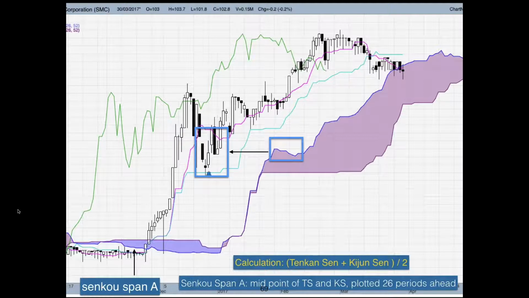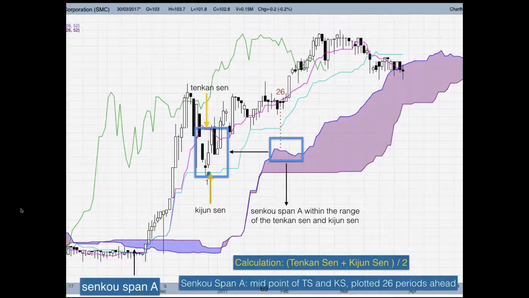In this chart, notice how the Senkou span A plotted 26 days ahead or 26 periods ahead is right inside the range defined by the Tenkan and Kijun-sen. This is because Senkou span A is the average between those two lines. Senkou span A normally is never flat, while the Senkou B tends to be flat.